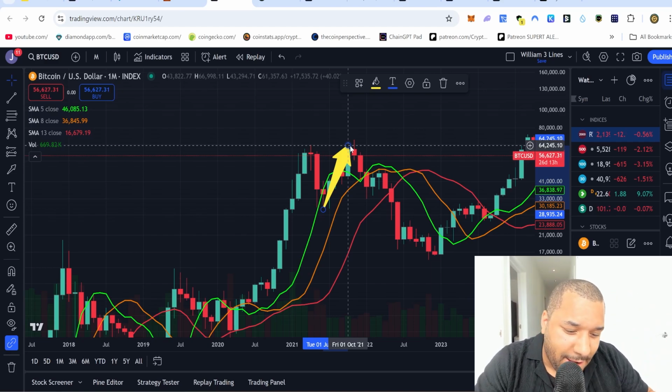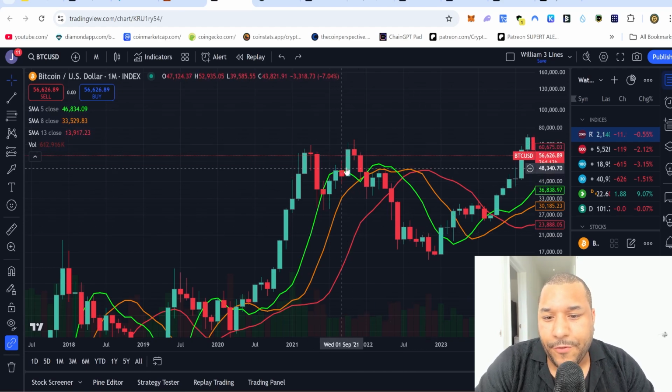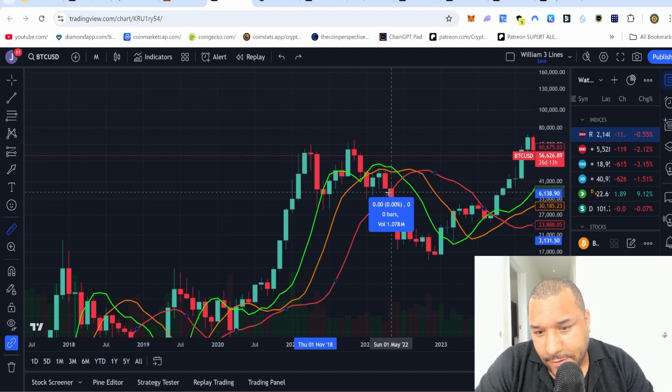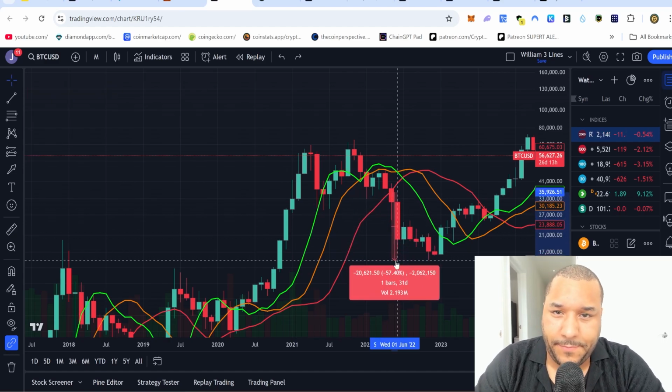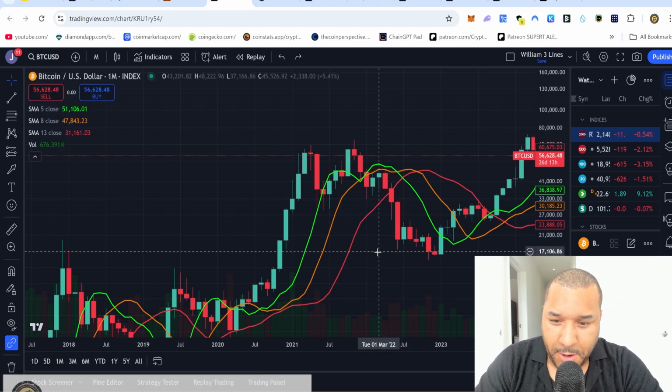You saw a massive rally up, and then eventually it came tumbling over. It pierced through the green. It went through the orange. It got through the red. And what did we see when it hit the red? It fell 57%. I hope you're all paying attention. Like, seriously. Hope you're all paying attention.